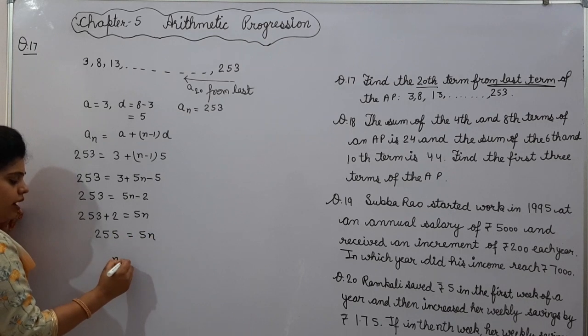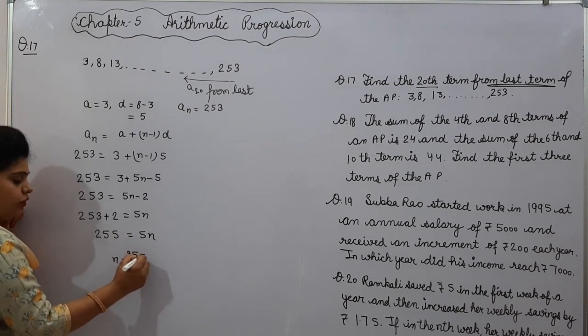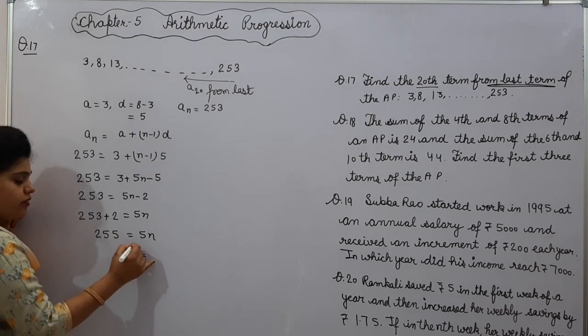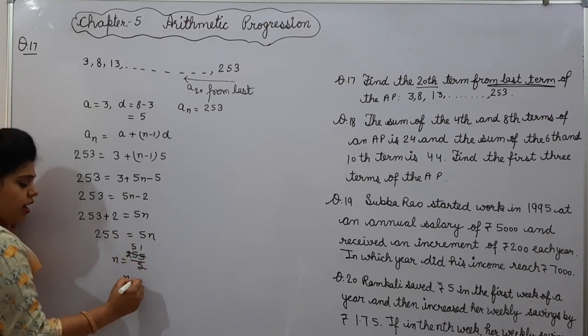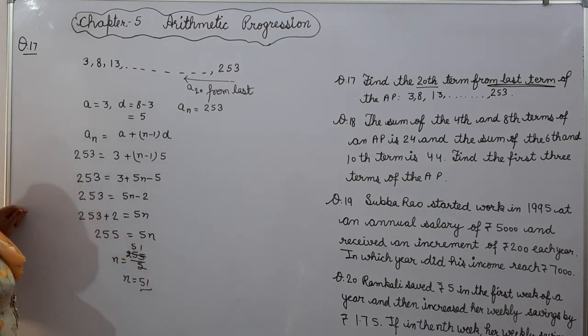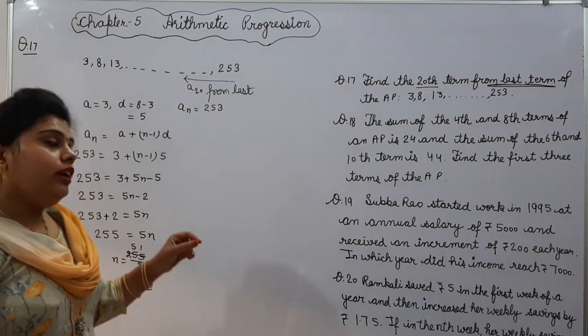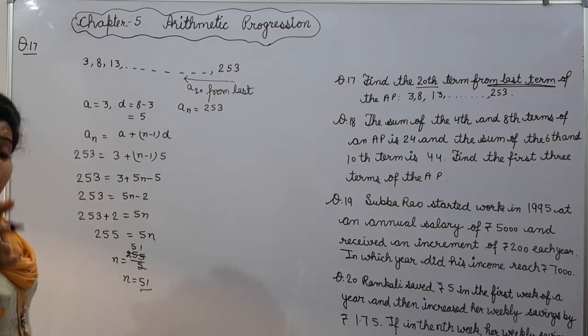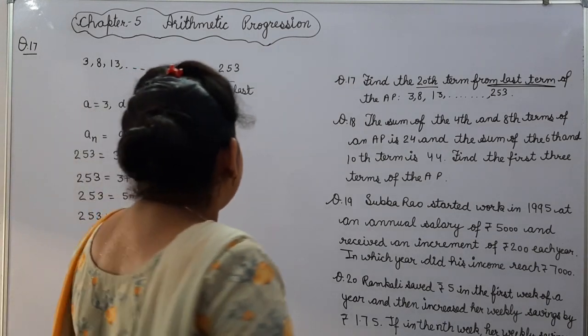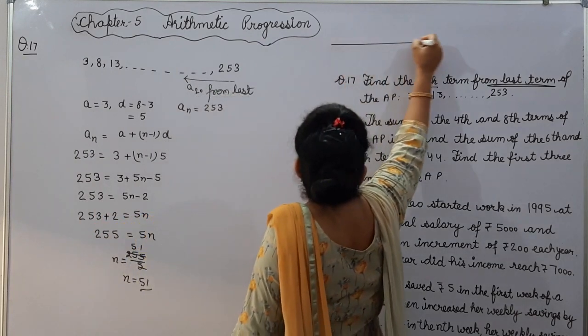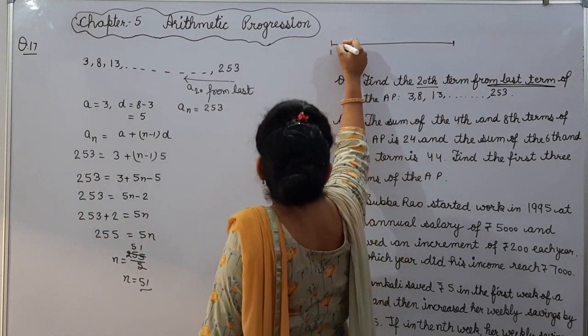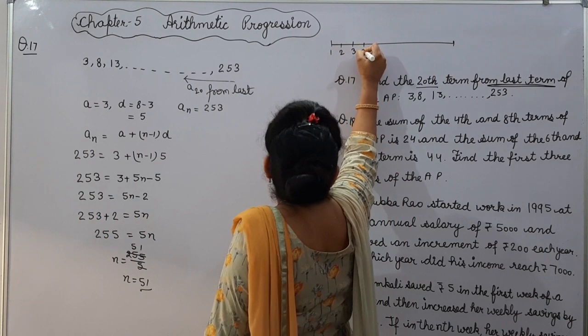So from here n is equal to 255 divided by 5, which means 5 fives are 25, 5 ones are 5. N is equal to 51. So the total number of terms is 51. Now which term will be the 20th from the last? Yes dear students. 1, 2, 3, 4 and so on.